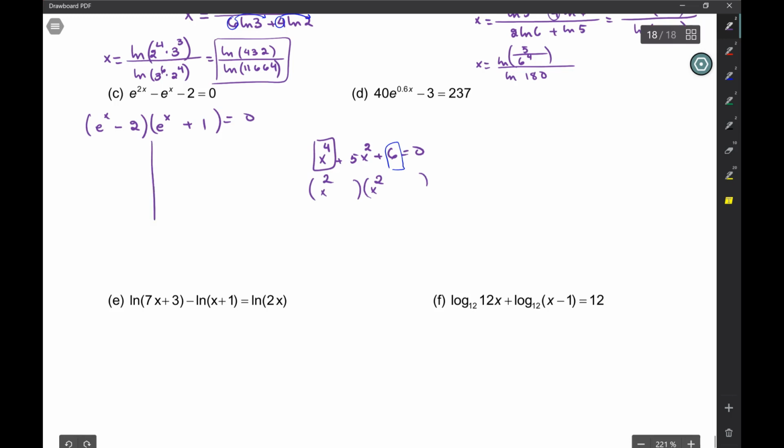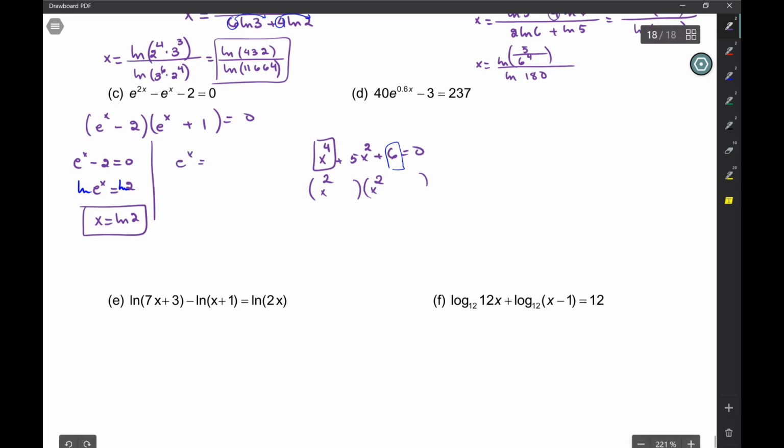I can solve each one of them. I could set each one of them equal to 0 and solve them. So e to the x minus 2 equal to 0. e to the x equals 2, right? And if I take an ln, then x equals ln of 2. And you know what? We leave it that way. Even if you have a calculator, if it doesn't necessarily say to switch it to decimals, it's fine.